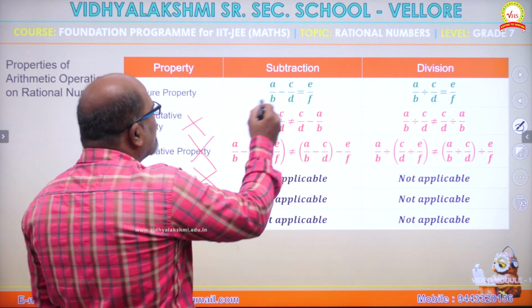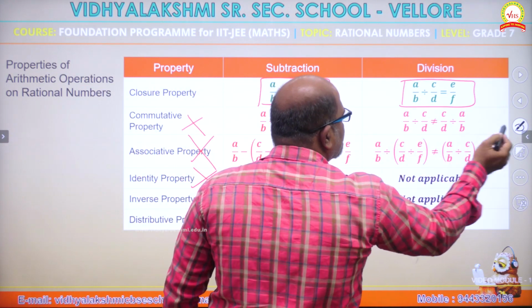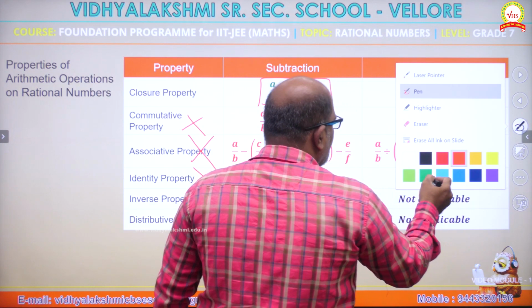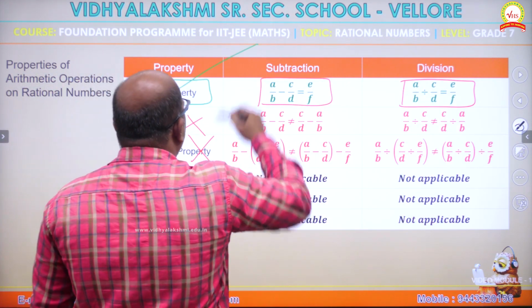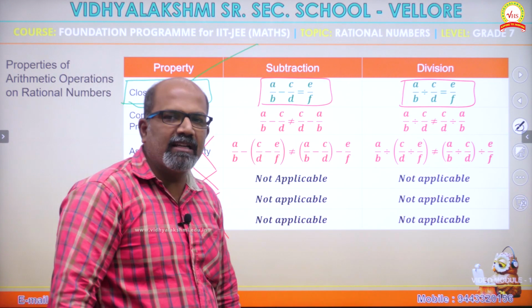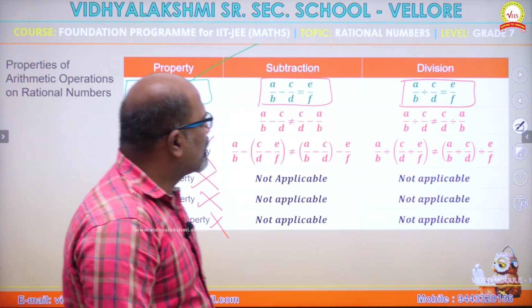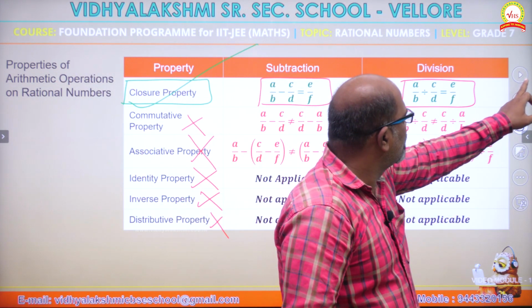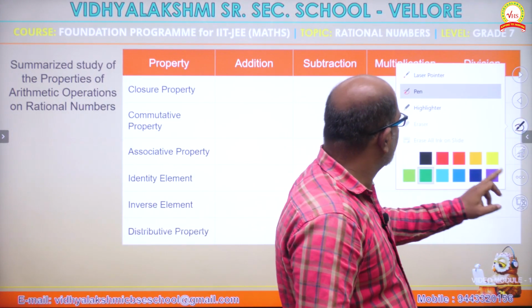So, in the case of subtraction, the only property that holds good is the closure property, whereas the rest of the properties will not be applicable, and it will not be equal in the case of rational numbers. You have to remember. Okay. Then next we are going to have a small recap of what we studied.